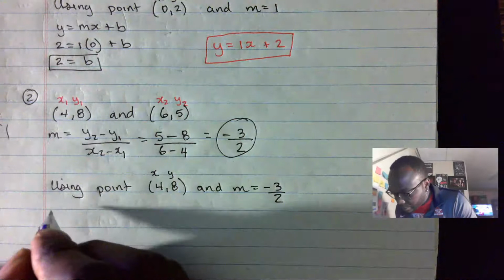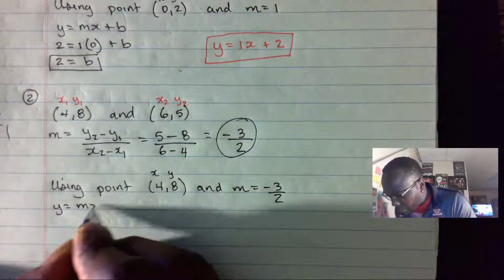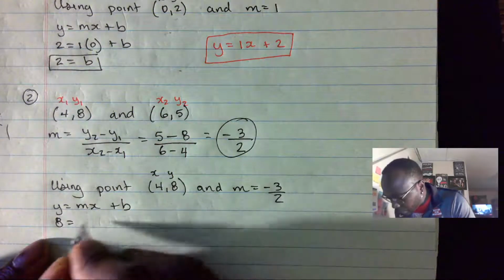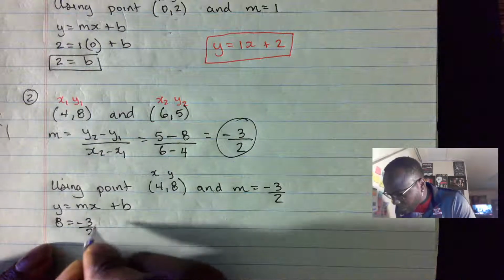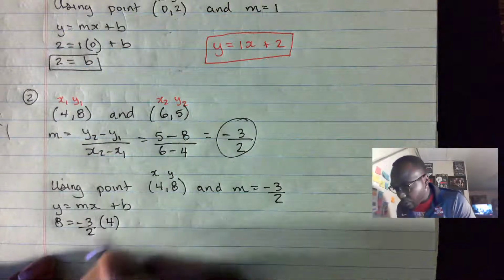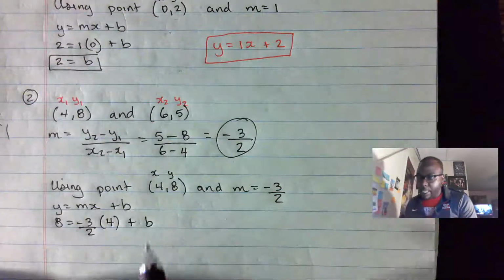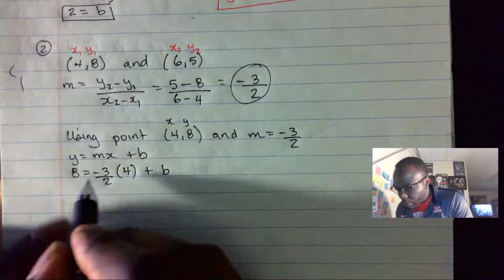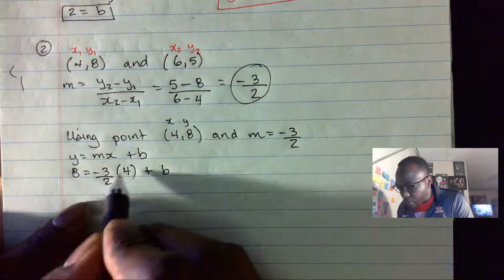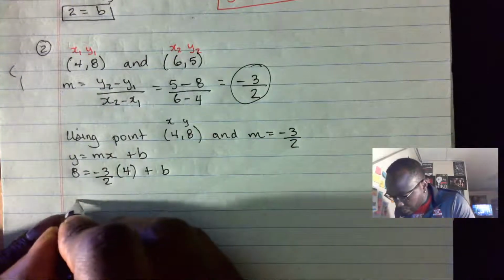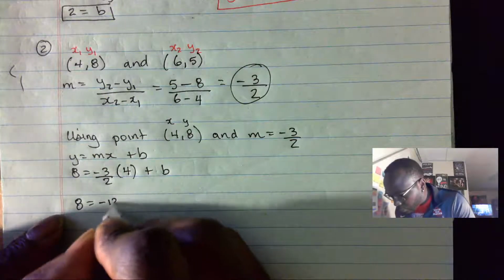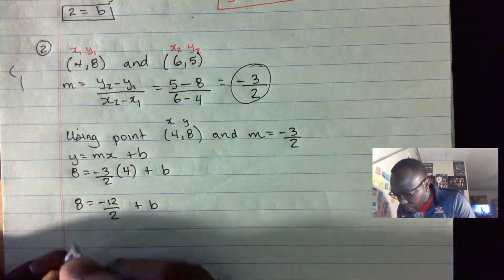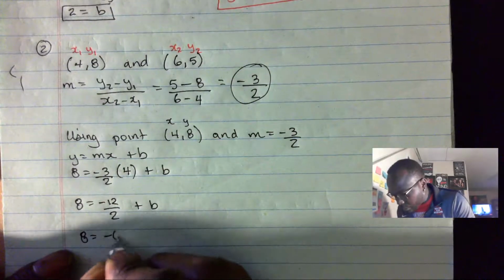If I have y equals mx plus b, y now becomes 8 is equal to negative 3 over 2 times x, which is 4, plus b. Again, remember we're solving for b here. So what am I going to do? Negative 3 times 4 is negative 12. So I can say this is the same thing as 8 is equal to negative 12 over 2 plus b. Negative 12 over 2 is negative 6. So 8 is equal to negative 6 plus b.